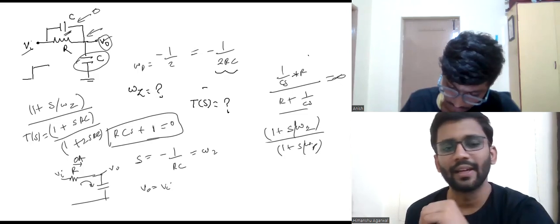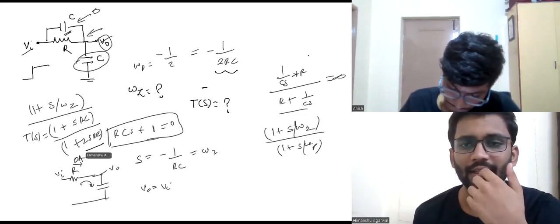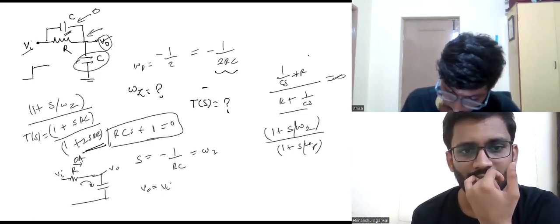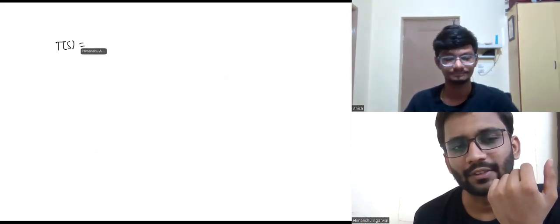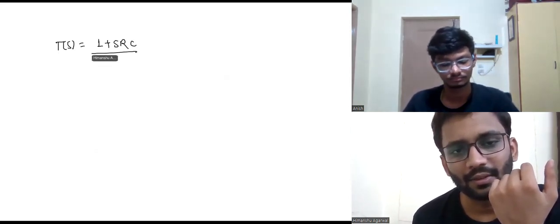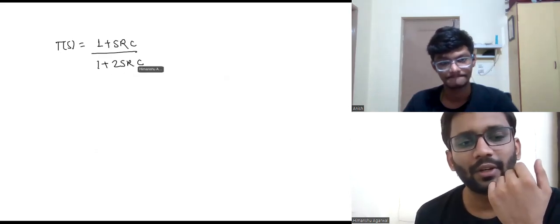Is that fine? That will be your transfer function, right? Yeah. So let's remove it. Okay. Let's go to the next one. So this is the final transfer function that we got: 1 plus sRC upon 1 plus 2sRC, right? Now draw the Bode plot.